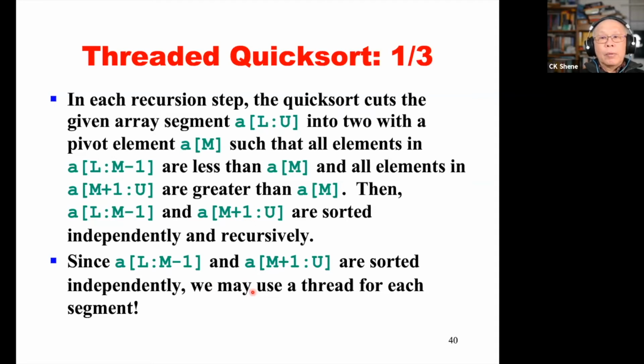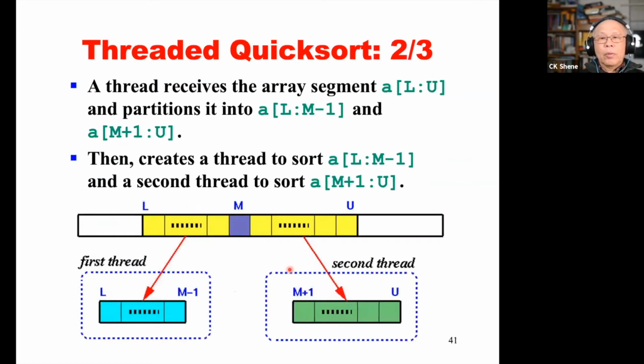Now, remember in the thread discussion, if this data are independent, why don't we create 2 threads, one to solve this section, the other to solve this section? Then instantly, we have a concurrent version of quicksort. So this is what we have said.